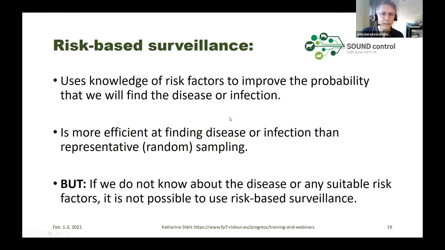So for risk-based surveillance, you use knowledge about risk factors to improve the probability that we will find the disease or the infection. And so risk-based surveillance should be more efficient at finding disease or infection than representative random surveillance. It might not be better at it, but it's more efficient. So it's cheaper because we're concentrating our sampling in these high-risk areas. But you have to know something about the disease. If you don't know anything about risk factors for the disease, then it's very, very, very difficult to do risk-based surveillance.